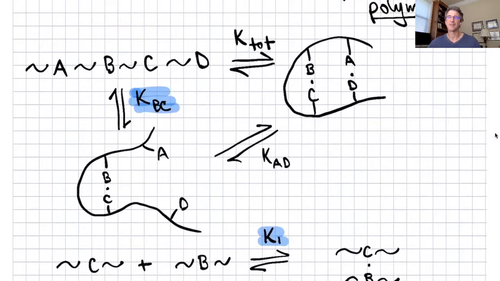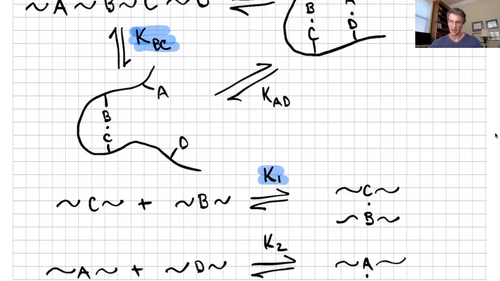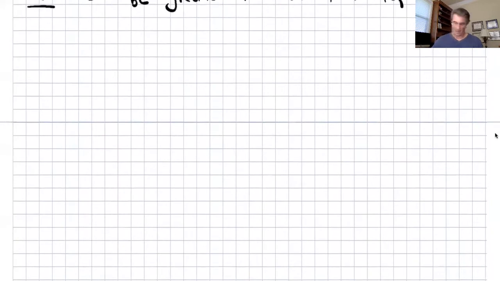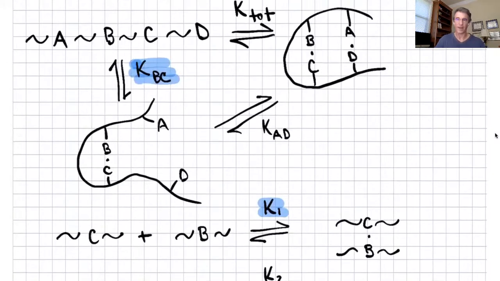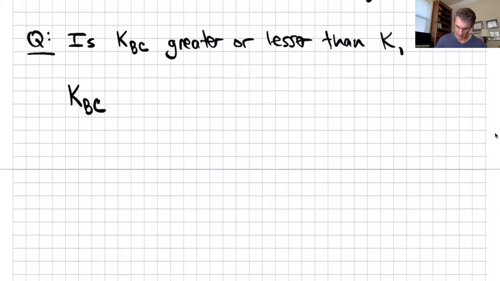Now you might want to pause the lecture here for a moment and think about that. Really think about it. See what you think. See if you can come up with a logic on your own before I give you the answer. The answer, turns out, is that KBC, the equilibrium constant for that interaction of the two amino acids in the context of this polymer, is a lot greater, is much, much bigger than K1. Now that's the answer. Can you explain why?